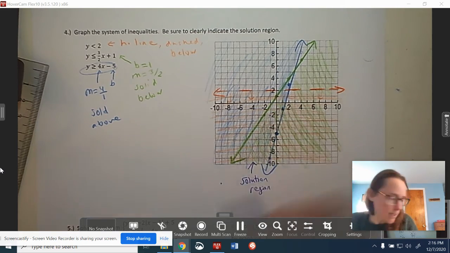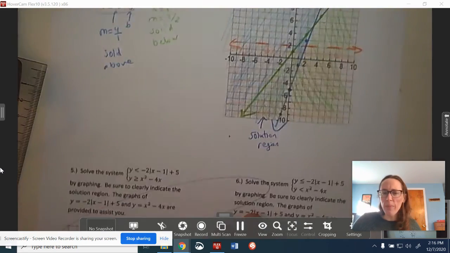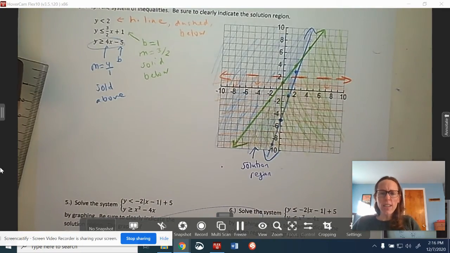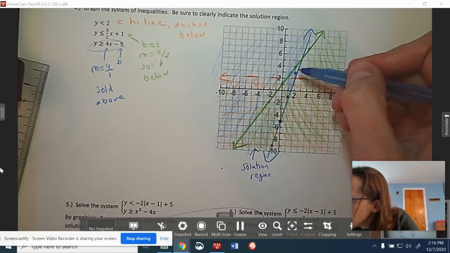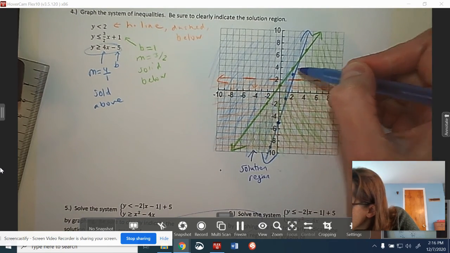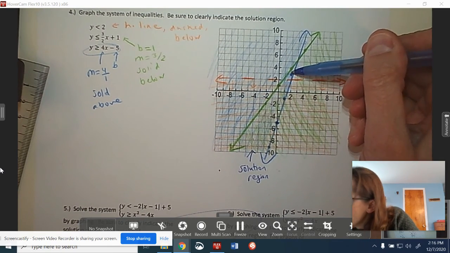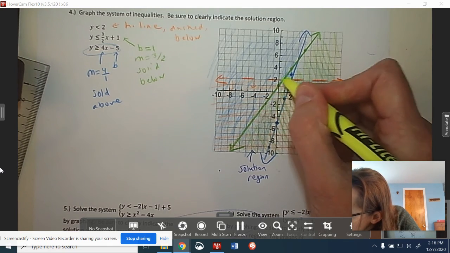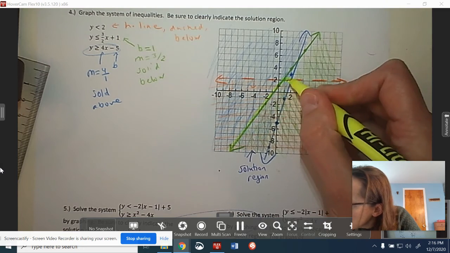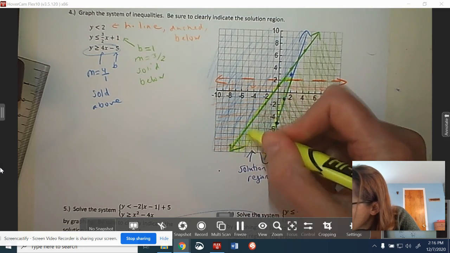And if anyone is taking notes at home, this is where a highlighter can come in handy because it's kind of hard to tell where. Oh, and you know what? There's a little tiny piece right here we have to be careful of. This right here is blue and green only. There's no orange there. So the solution region actually has this little dash part of the orange, includes the solid green, includes the solid blue, and everything in here.